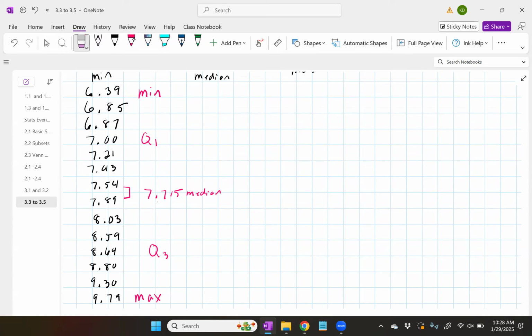Now I number line this. So my lowest number is 6 and a bit. My highest number is a little less than 10. So I want to go from 6 to 10. This is 6, 7, 8, 9, 10. We can do a little better. 7, 8, 9, 10. So that's just my number line.